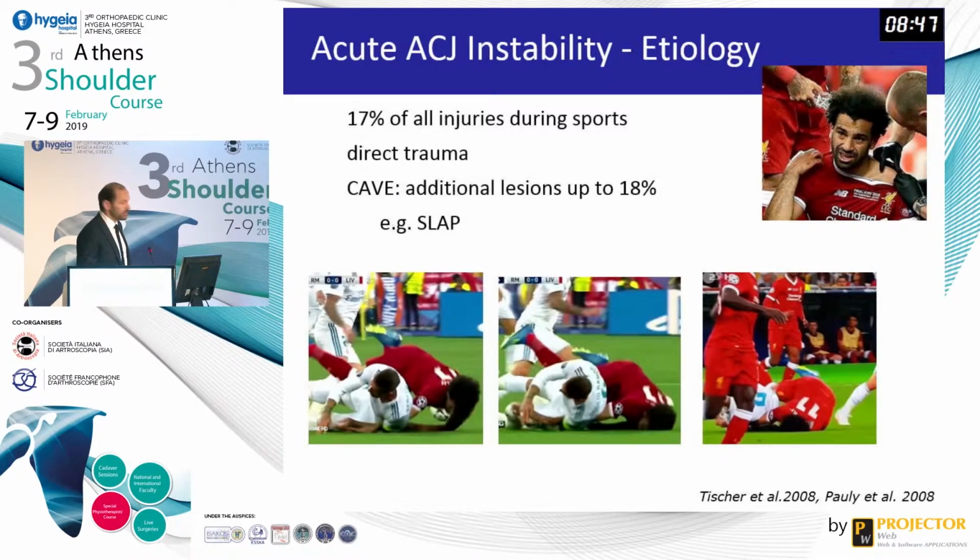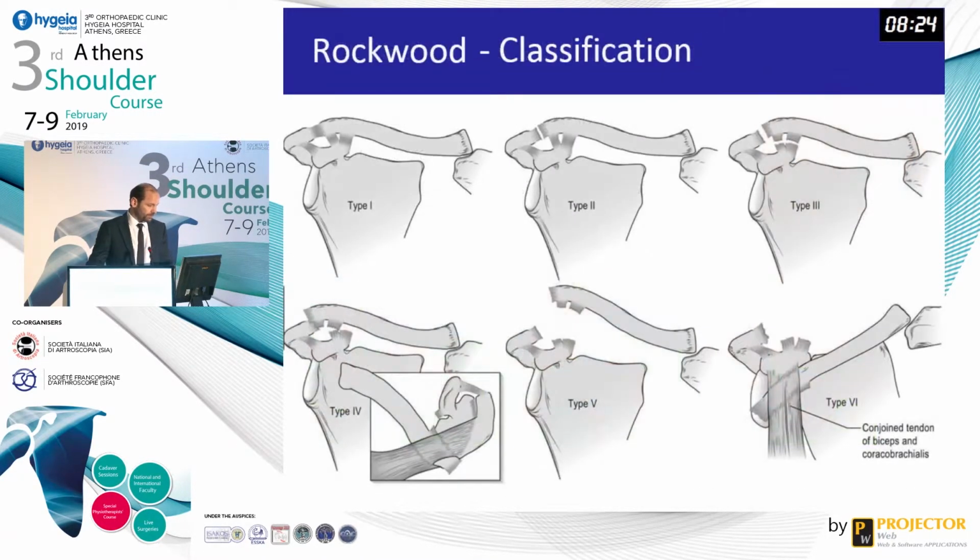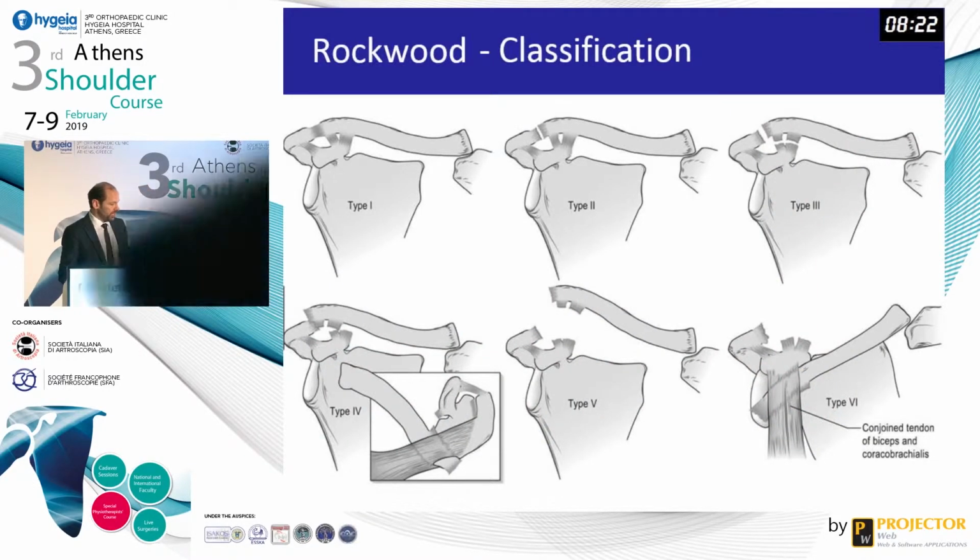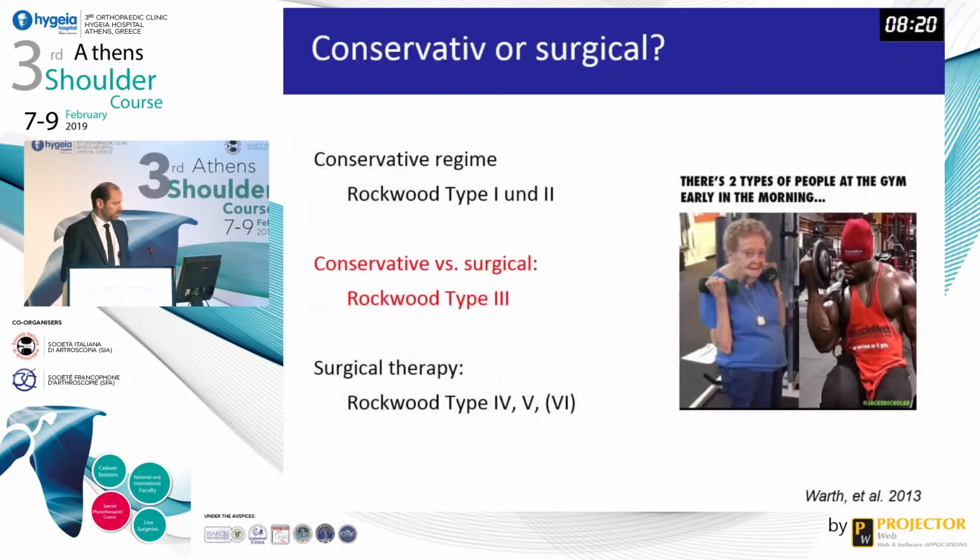This is Mo Salah, this is Sergio Ramos, and what this guy did wasn't nice, and he fell directly, a direct blow to the shoulder, you can see it here, and this guy is a good team doctor, I think it's a physiotherapist, he already is touching the AC joint and knows exactly what happened. This guy had an AC joint disruption right away, and he didn't play this game anymore. You all know the Rockwood classification, this is why I'm not going to go through this in detail.